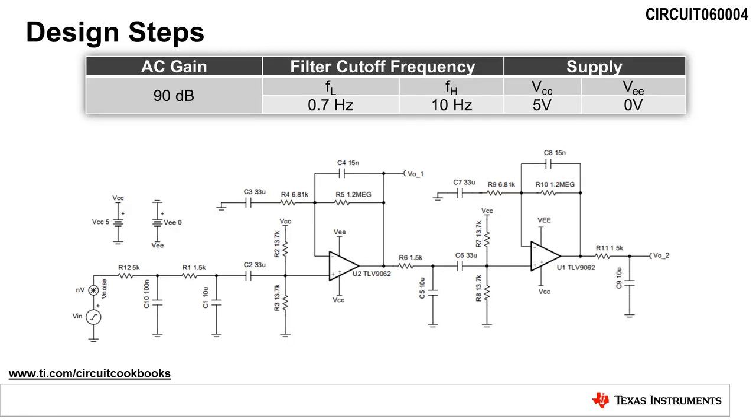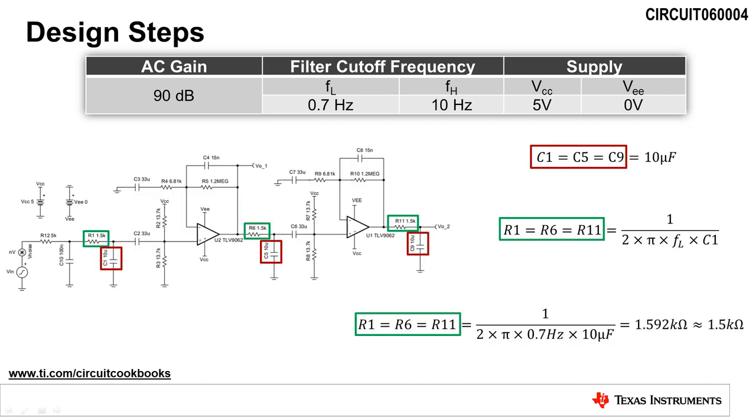The design goals for this circuit are to have an AC gain of 90 dB with a lower cutoff frequency of 0.7 Hz and an upper cutoff frequency of 10 Hz. The circuit is designed to use a single 5-volt supply.